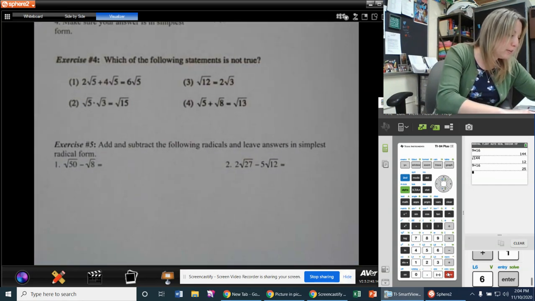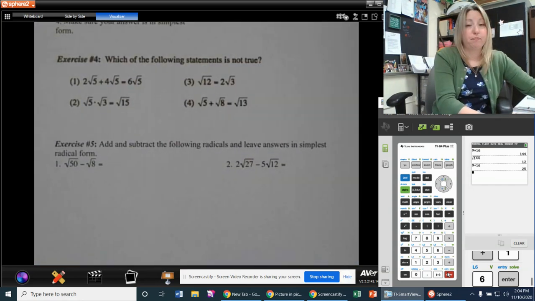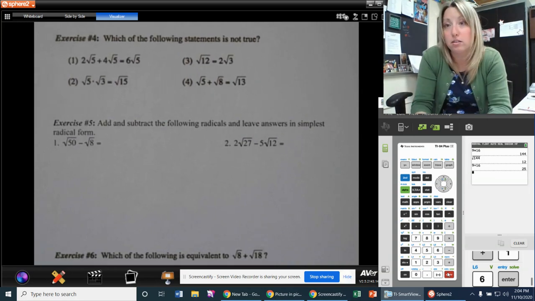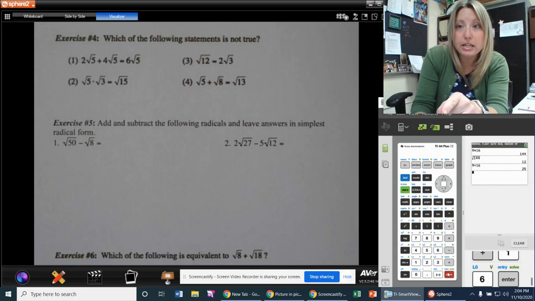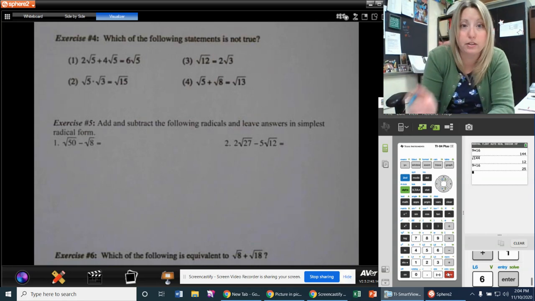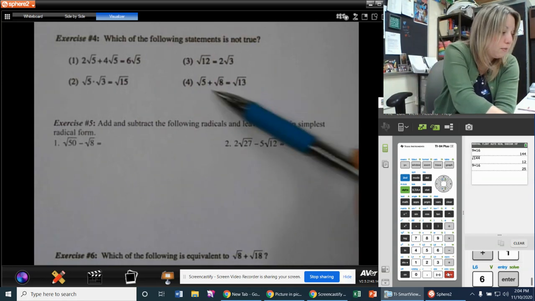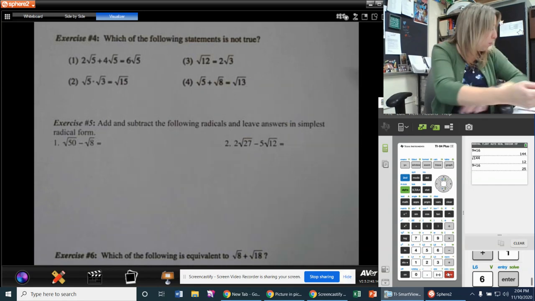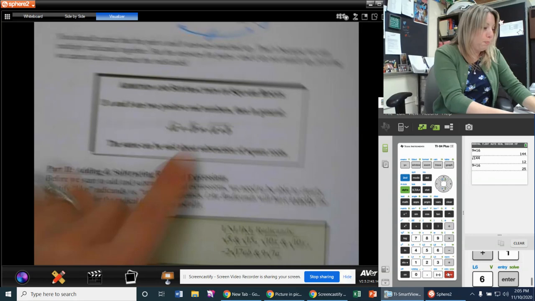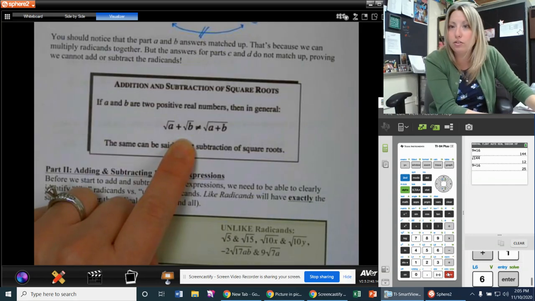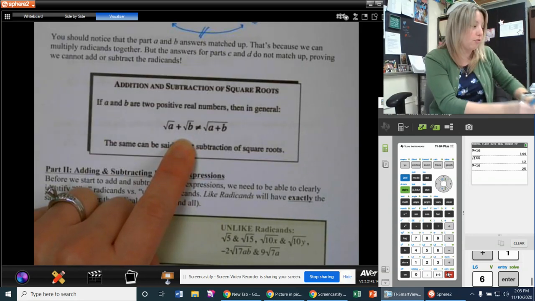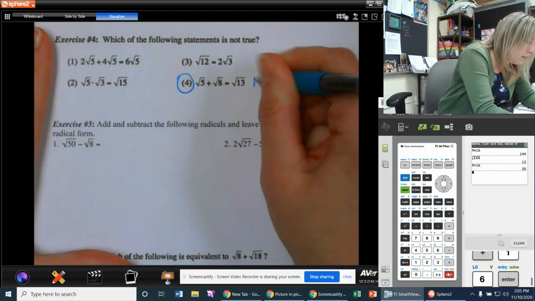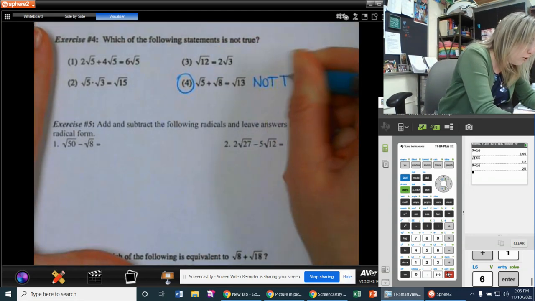Which of these statements is not true? Well, I don't even have to look very far because I immediately catch one of my multiple choices where I'm adding different radicands and they've added under the radical. We saw right in the first box that this is patently untrue. You cannot add the radicals under the radicand. So number 4 is not true.